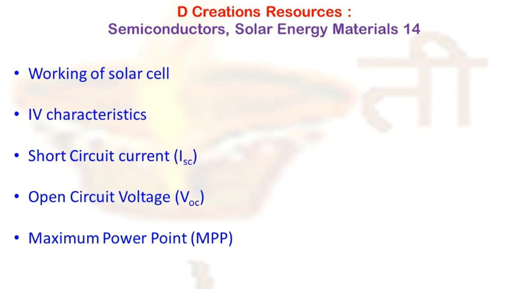So when you look at our IV characteristics, you should always look for these parameters because they tell you the main basic nature of that solar cell.